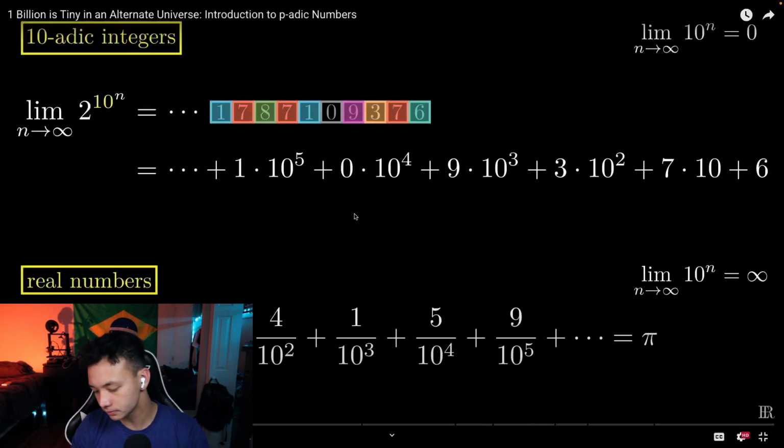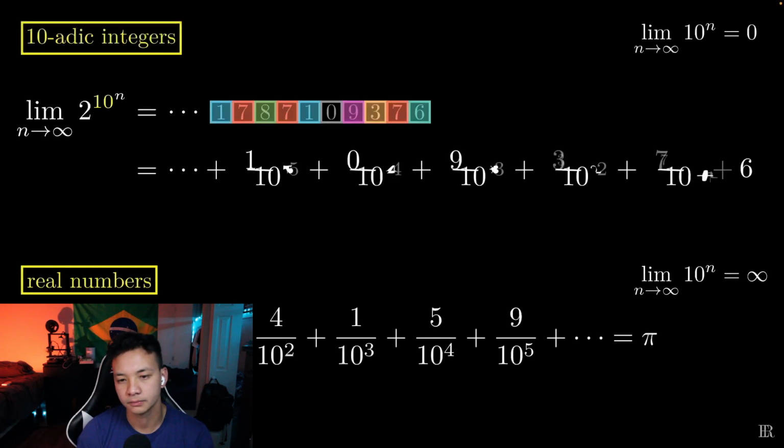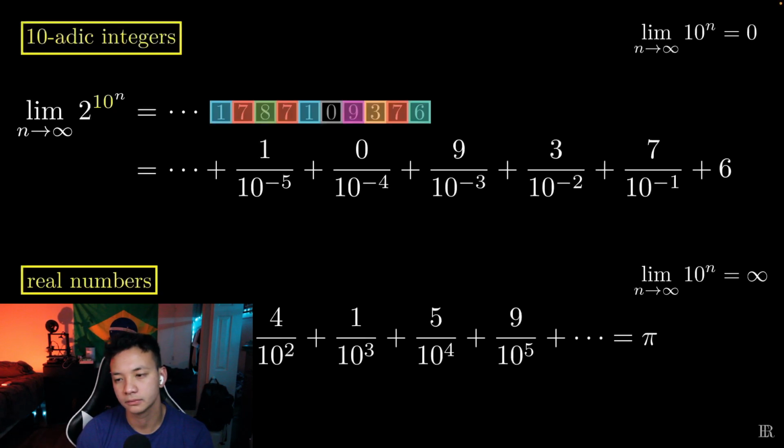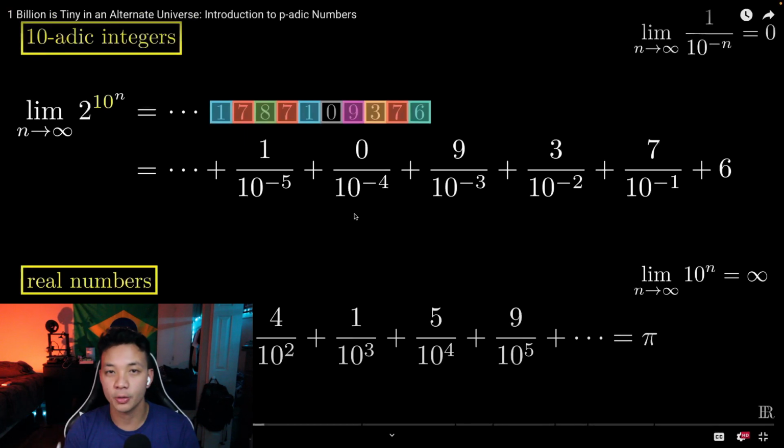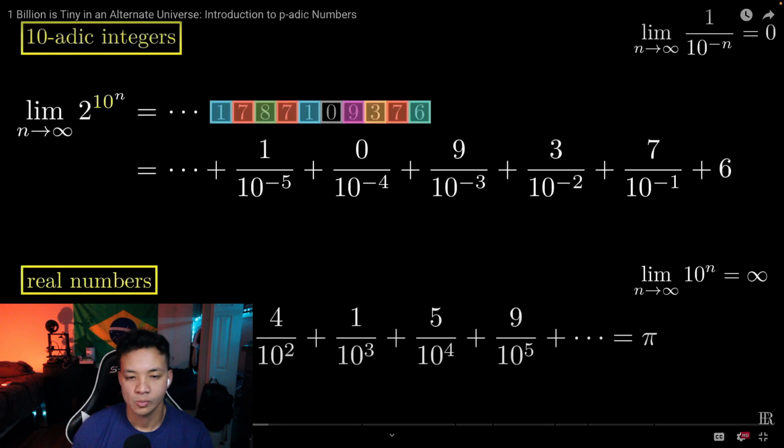If we want, we can make the digits easier to see by putting the powers of 10 in the denominator. We have to introduce negative exponents to do this, which honestly looks a little strange. I found that other way more intuitive. I don't know why. But now it's closer to the representation of a real number.